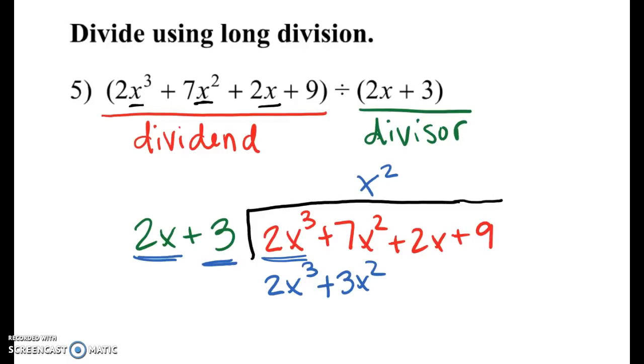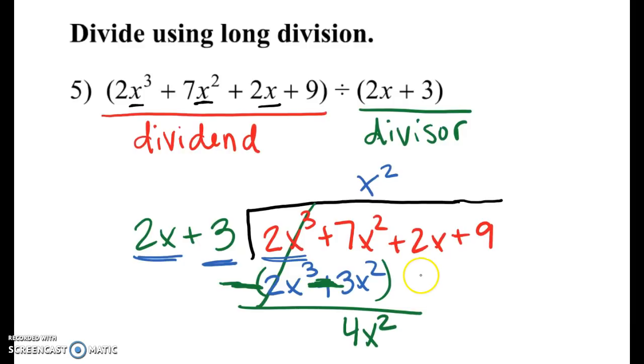We're going to go ahead and subtract this polynomial here. So if I distribute that negative, I would have a negative 2x cubed and a negative 3x squared. So 2x cubed minus 2x cubed, these are going to cancel. And here I have a 7x squared minus a 3x squared, so I'm going to get a 4x squared. We're going to go ahead and bring down the rest of our polynomial. So I have plus 2x plus 9.